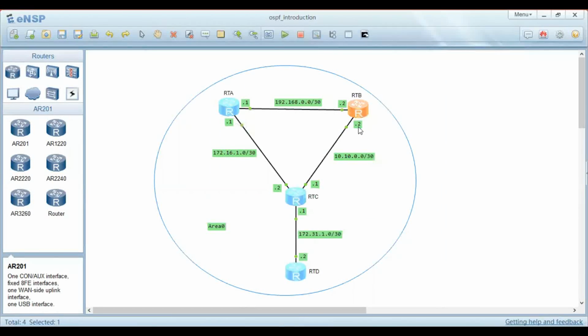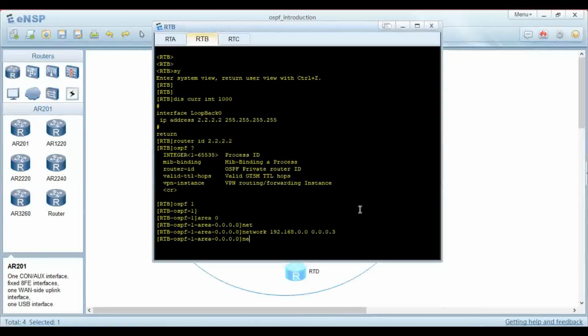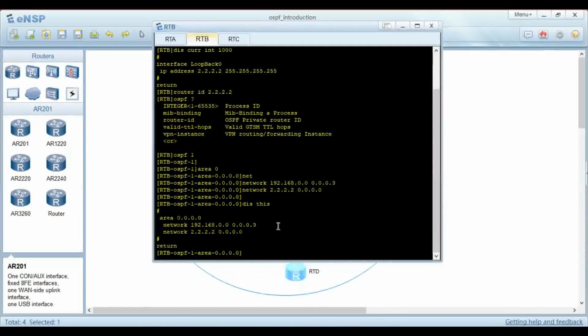On this side, we are not enabling this interface, so we will not add this network because we're not enabling it on this interface. Then we say network: the loopback was 2.2.2.2, and everything in the subnet mask was 1, so the wildcard is 0.0.0.0. If you display this, it will show you have added those two networks.